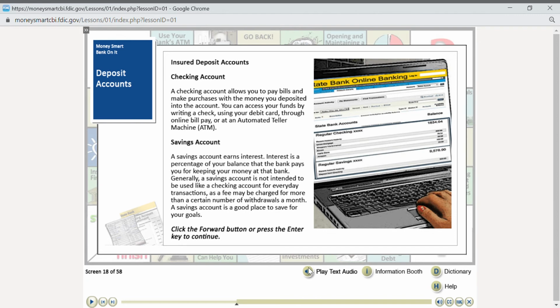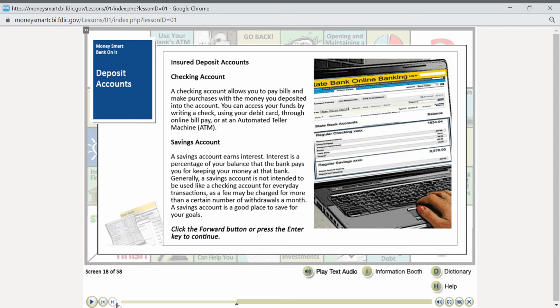You can access your funds by writing a check, using your debit card, through online bill pay, or at an automated teller machine, ATM. Savings account. A savings account earns interest. Interest is a percentage of your balance that the bank pays you for keeping your money at that bank.